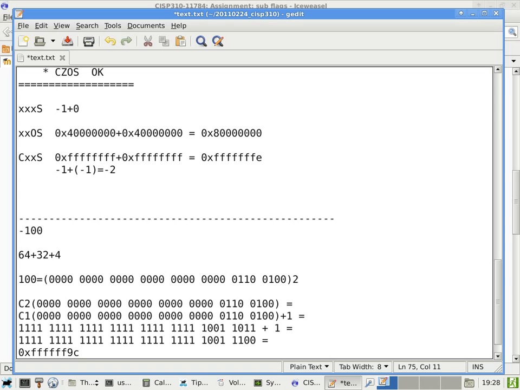So to figure that out, we have to go through all those steps to get that, and we can use that as an explanation as to why it will work or not. No, this one has nothing to do with the homework assignment. It is just to answer his question about how to find the binary representation of negative 100 in decimal.